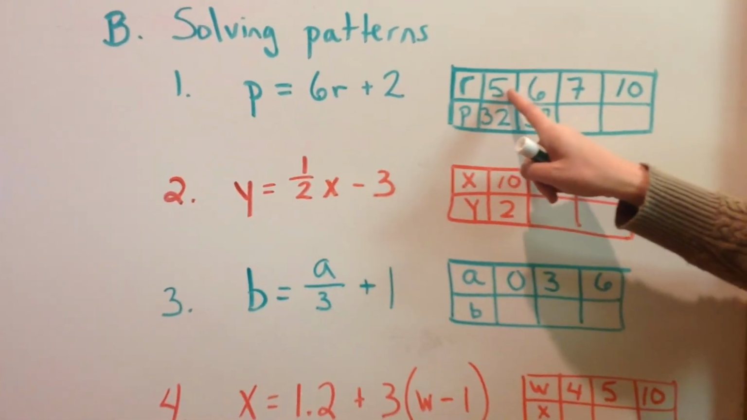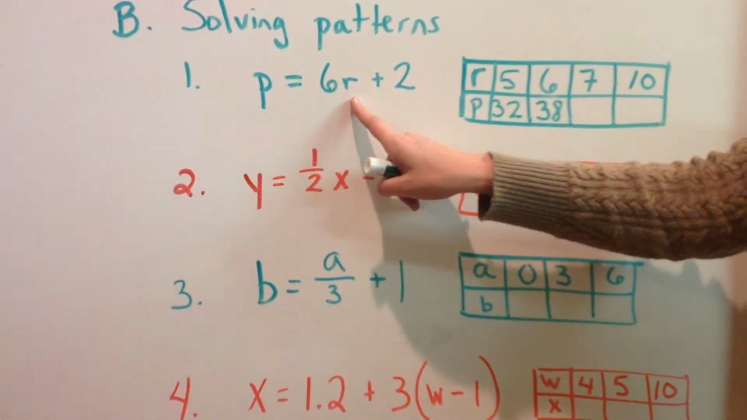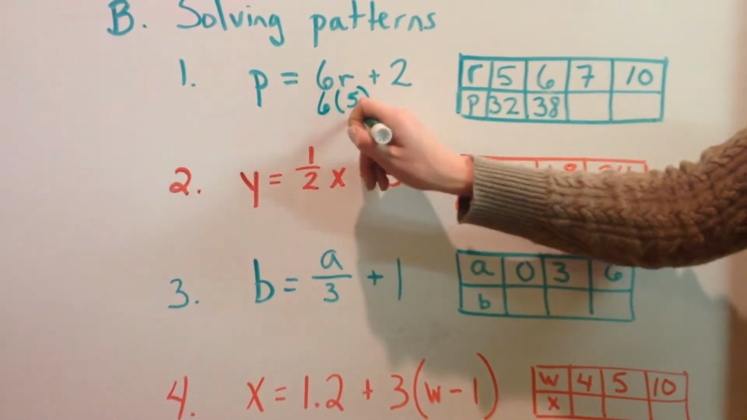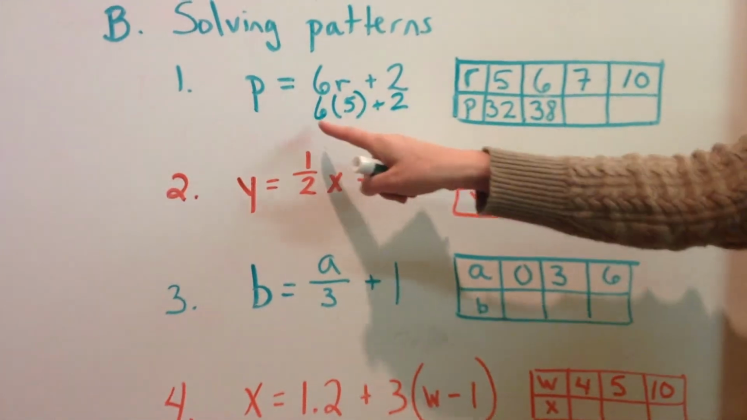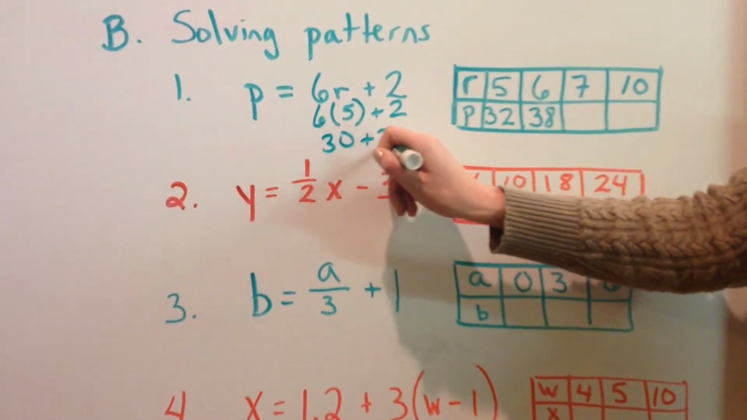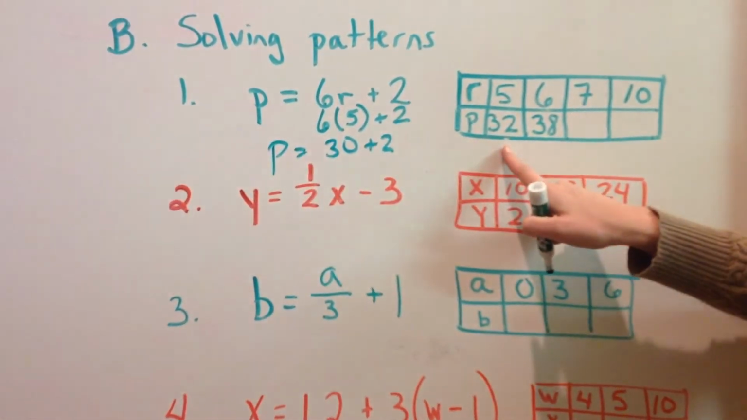So first thing I do is I replace my R with the number it gave me. It tells me that R is 5. Now what is this 6 doing to this R? It's multiplying. So we're going to replace our R with 5. It's going to be a multiplying 5. And according to the order of operations, we're going to multiply first. 6 times 5 is 30. And 30 plus 2 is 32. And that's how we got P equals 32 right here.